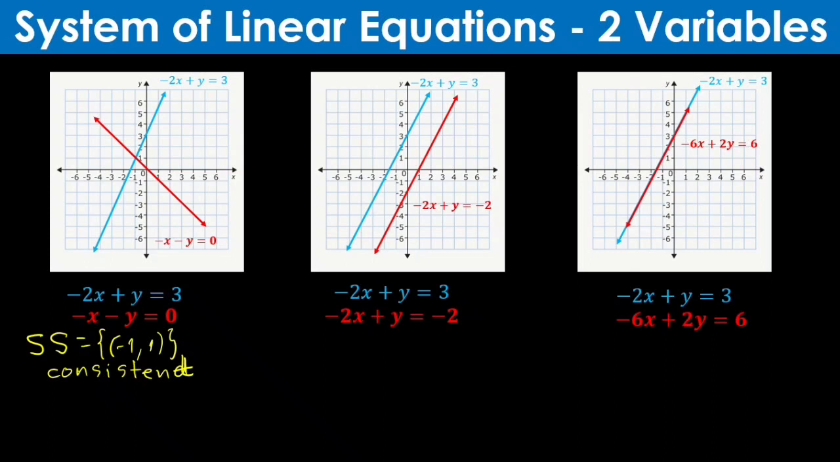This one, notice that they don't have an intersection, so the solution set of this system is empty since the lines are parallel, or a null set. This type of system is called inconsistent.